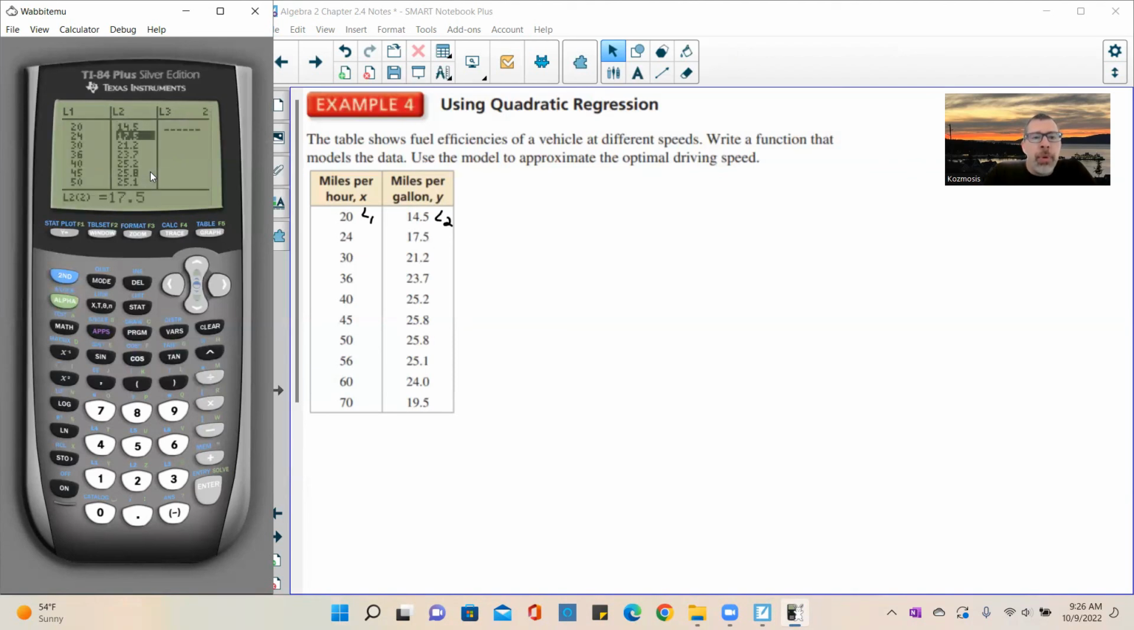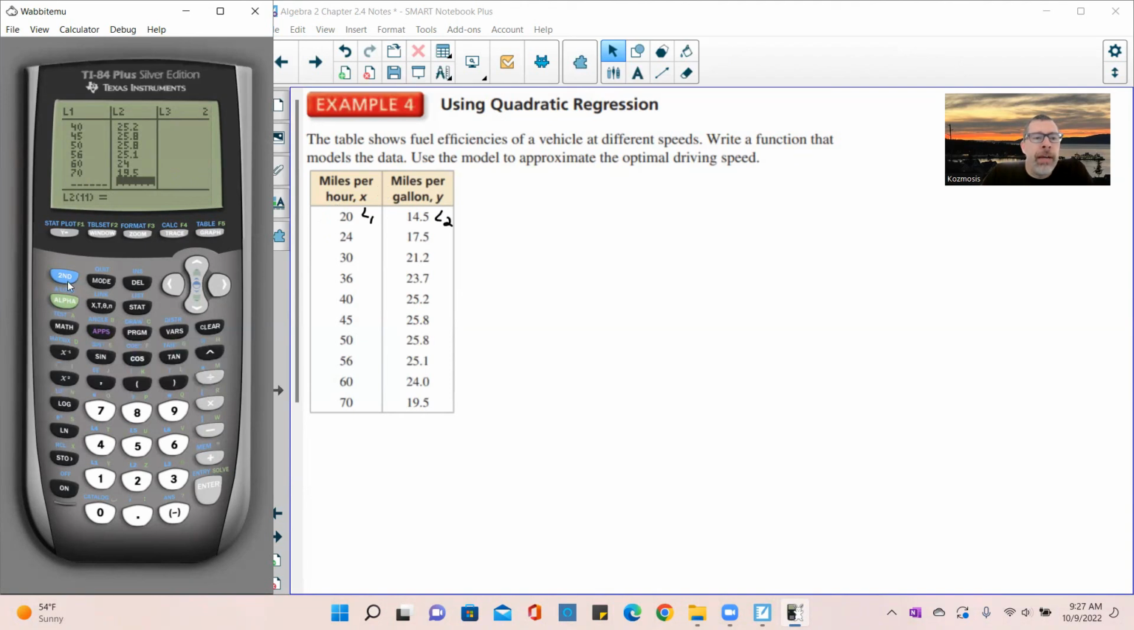14.5, 17.5, 21.2, 23.7, 25.2, 25.8. I should have twice. 25.8, 25.1, 24, and 19.5. Now I have 10 and 10 and they match up. Okay, so now I have my data entered.